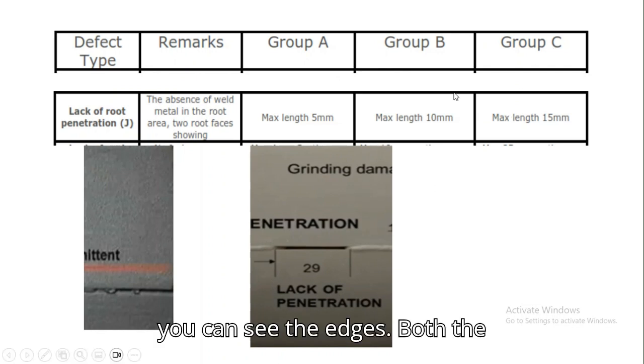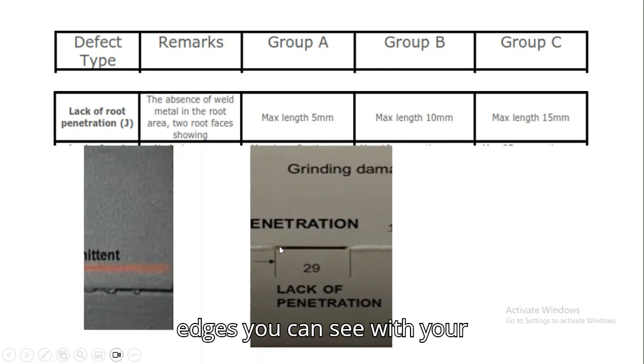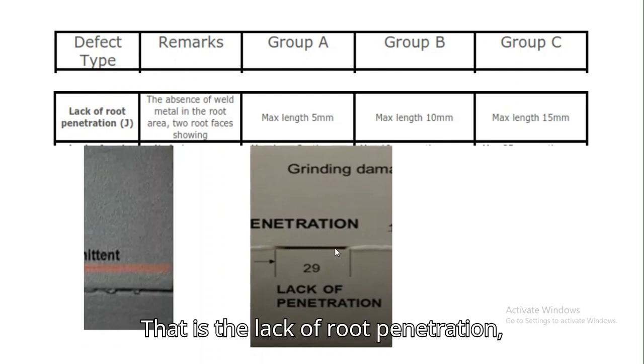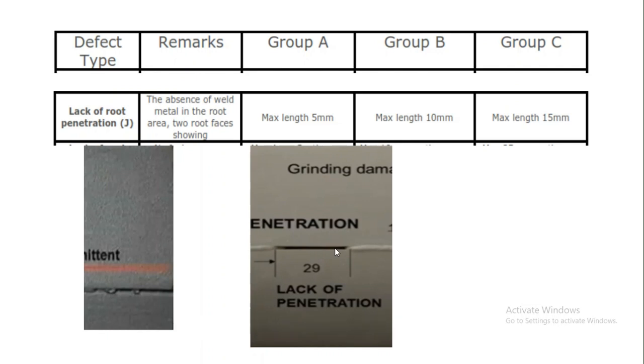Okay, you can see the edges. Both the edges you can see with your naked eyes, and that portion is not filled with the weld metal. There is a lack of root penetration.